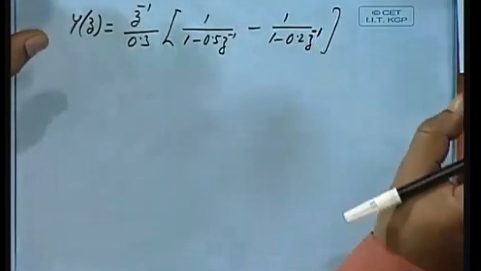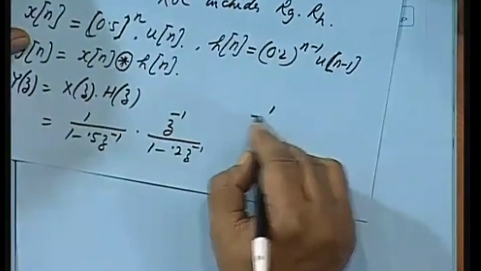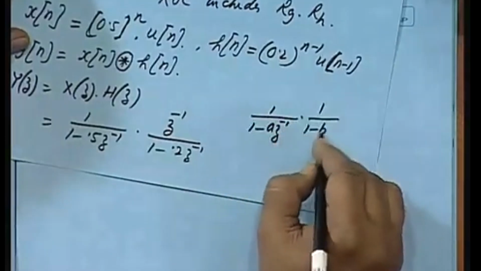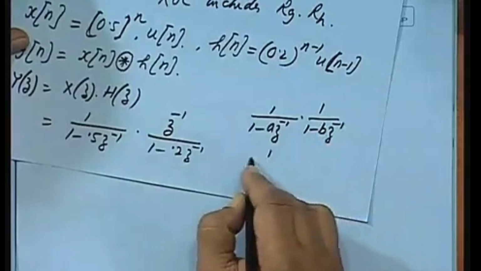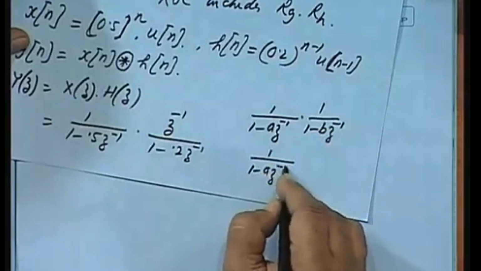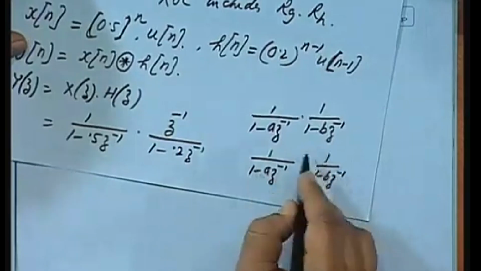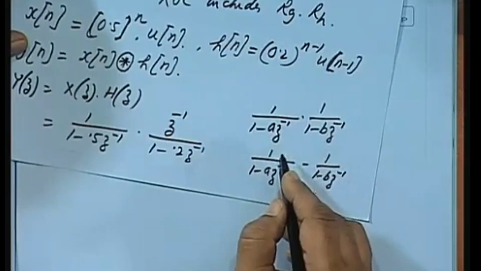See, in such cases it is very simple. If you have the product like 1 by 1 minus a z inverse into 1 by 1 minus b z inverse, then you straight away take the partial fraction as 1 by 1 minus a z inverse minus 1 by 1 minus b z inverse. Okay. Ones will get cancelled. So, what you will be left with is a minus b in the numerator. So, divide by a minus b. That is what I have done. The difference between 0.5 and 0.2 is 0.3. So, I have divided by 0.3, and there was a z inverse in the numerator. So, I have taken it out.